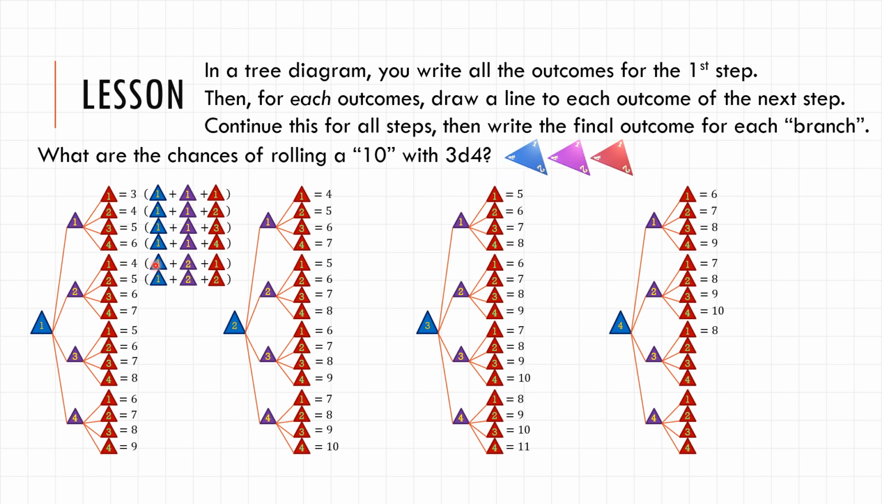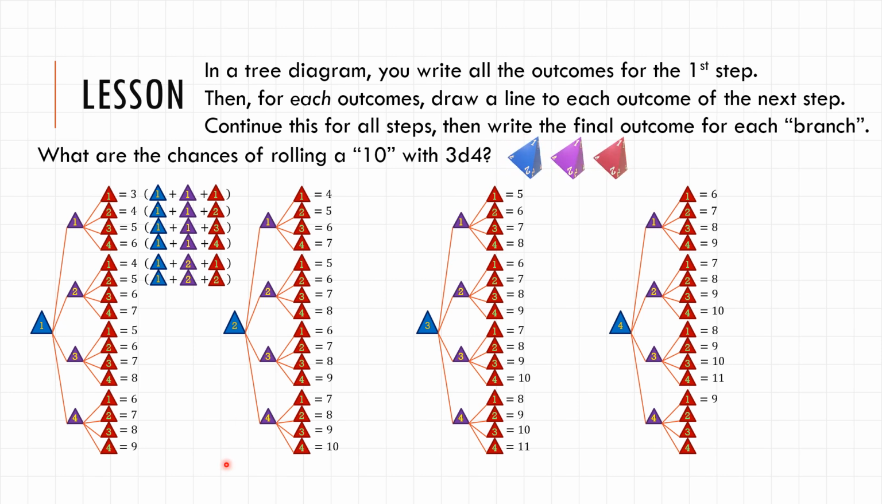These are all the outcomes. There's 64 of them. So there are 64 possible outcomes. What are the chances of rolling a 10? Think about this for just 2 minutes and see if you can come up with your answer.